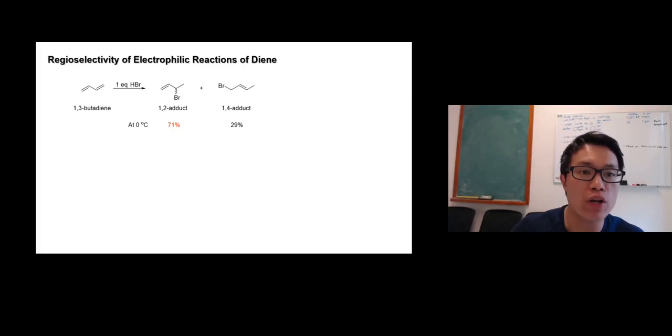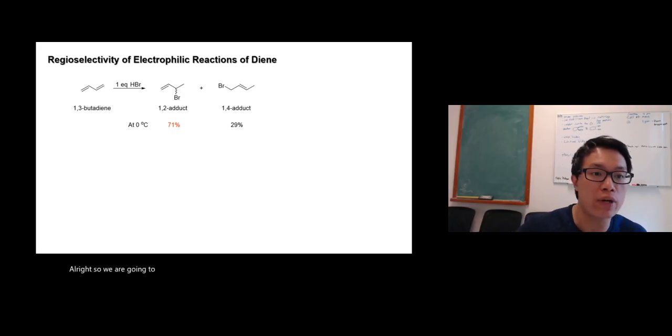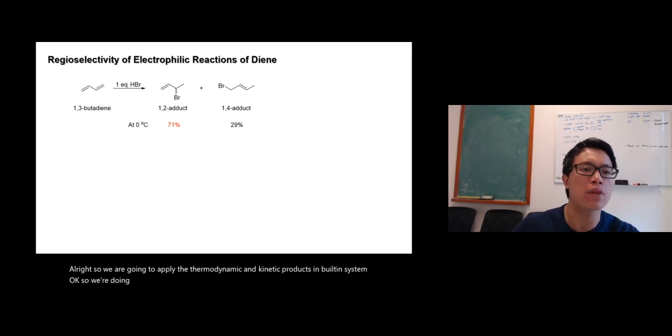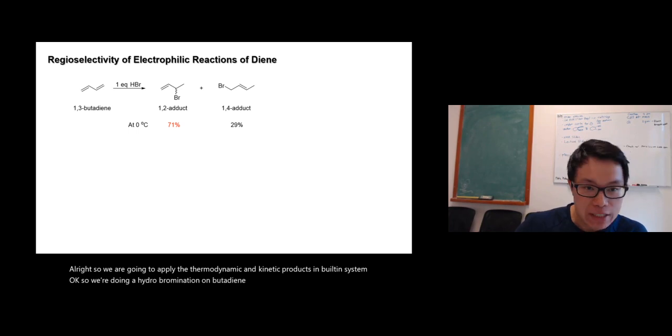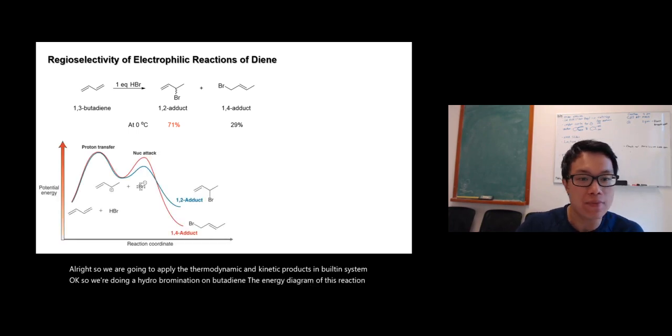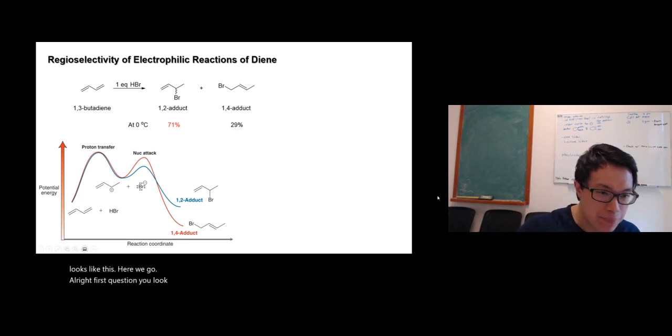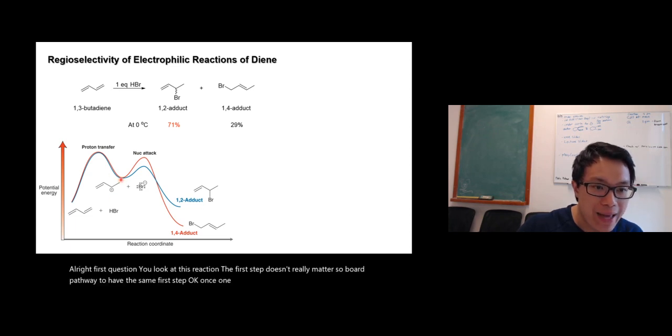All right, so we are going to apply the thermodynamic and kinetic products in the butadiene system. We're doing a hydrobromination on butadiene. The energy diagram of this reaction looks like this. Here we go. All right, first question: if you look at this reaction, the first step doesn't really matter, so both pathways have the same first step. Once it forms the carbocation, it splits into two pathways.